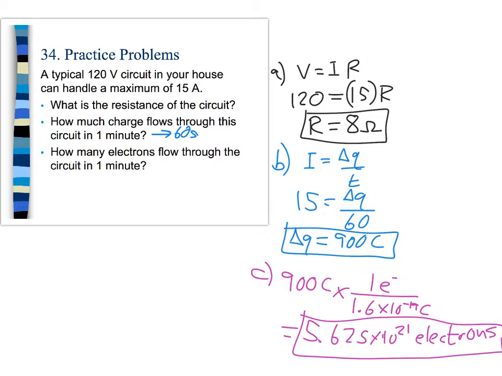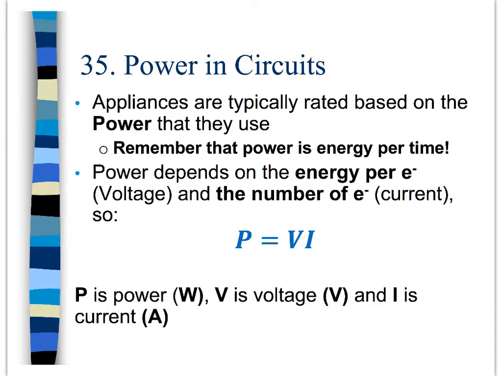One last quantity we're going to talk about for circuits is power, and power is actually something we talked about way back in our energy unit. Power is just a measure of the energy or work per time. It matters a lot for circuits because appliances are typically rated based off of the power that they use. You might have a 100-watt light bulb, a 1200-watt microwave, whatever the case may be. The appliance is rated based off of the power consumed by that appliance.